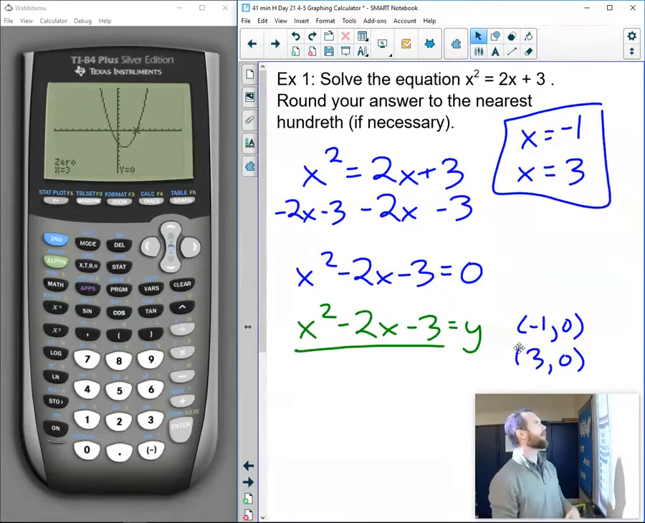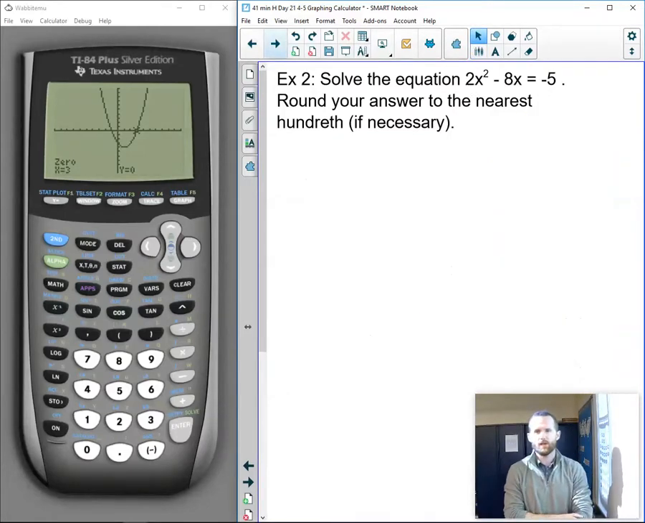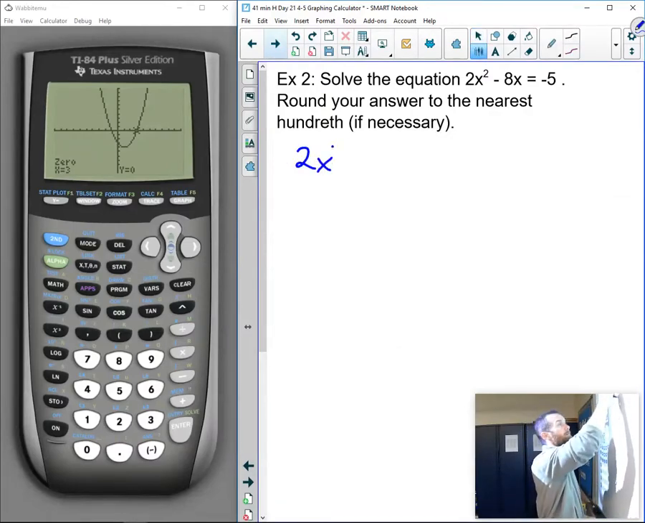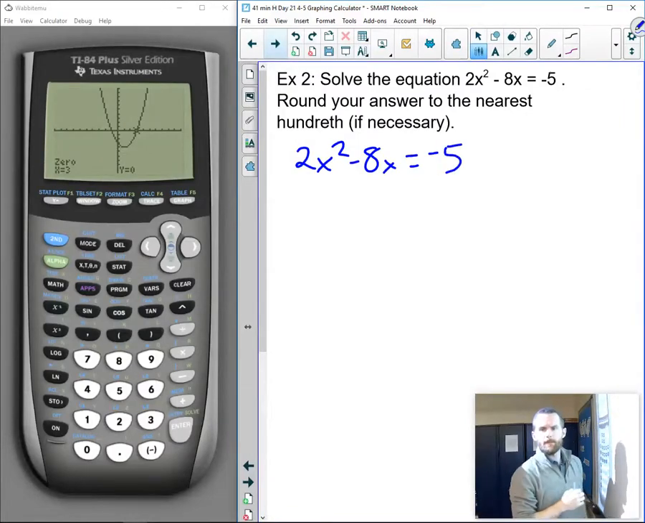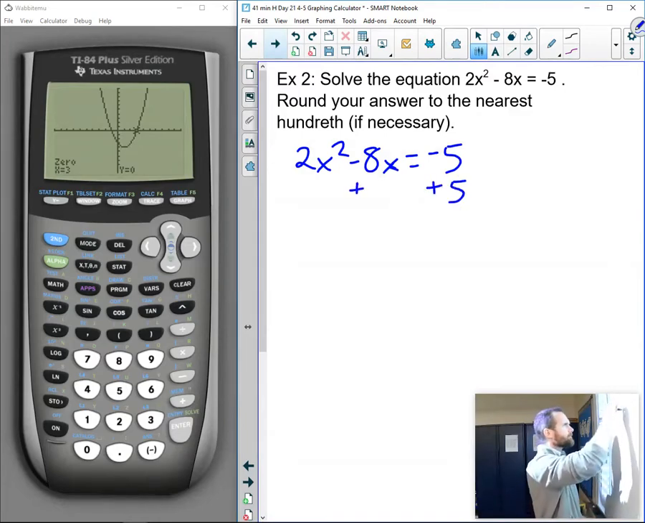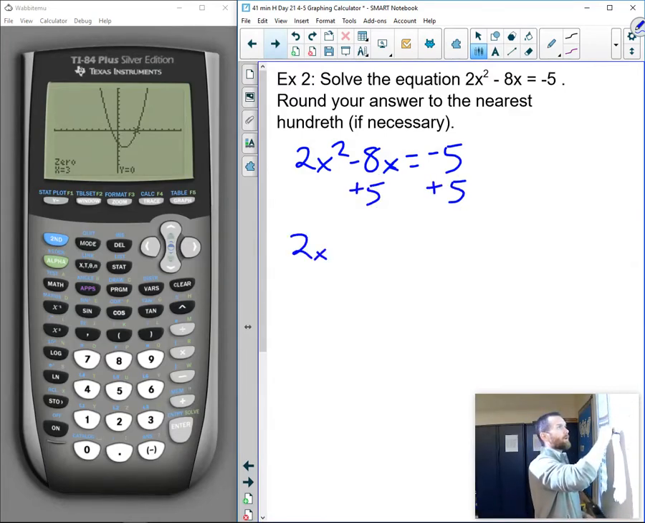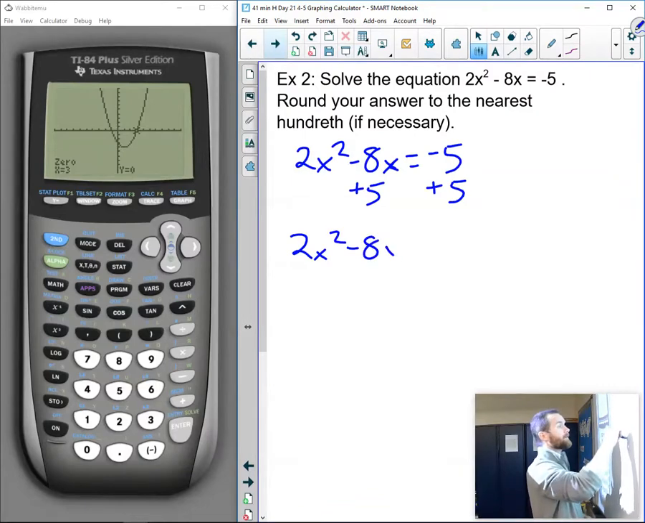Let's do one more together, then I'll have you try one on your own. So here's example 2. Solve the equation 2x squared minus 8x equals -5. First we need 0 on one side, so I'm going to add 5. And that becomes 2x squared minus 8x plus 5 equals 0.